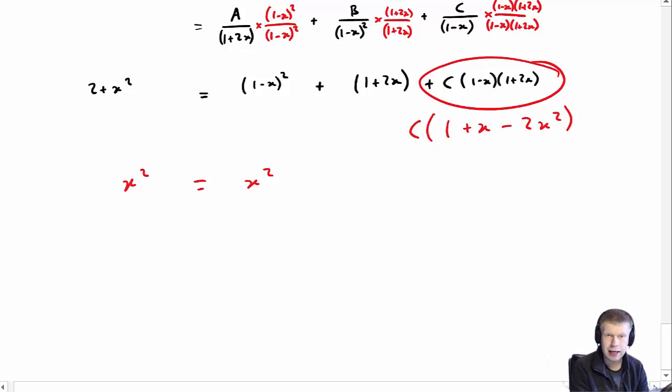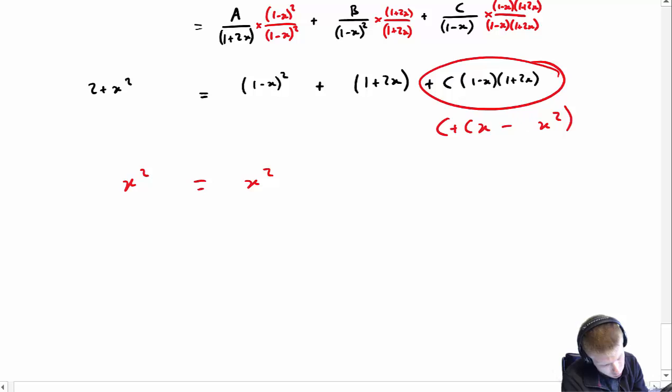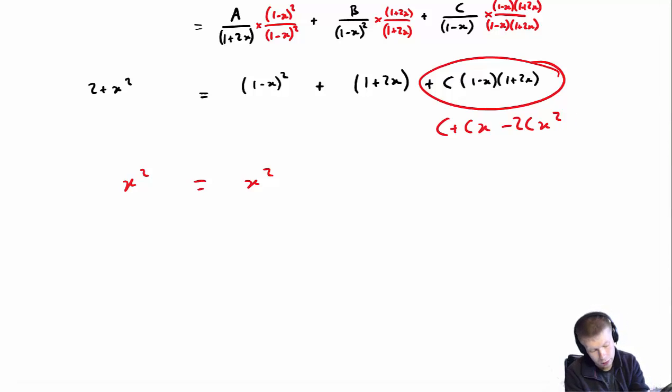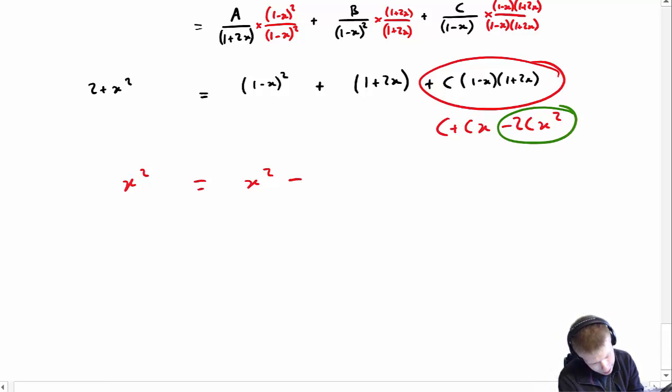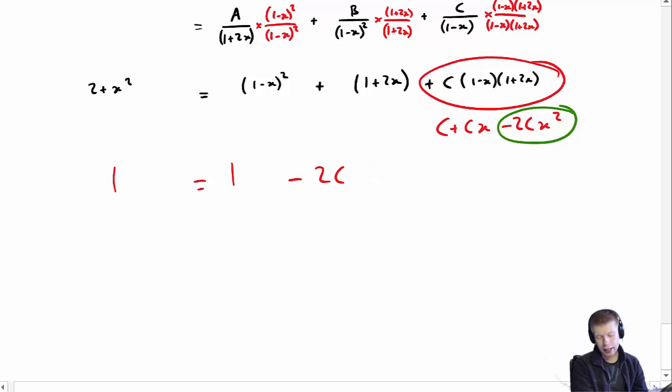Remember, I'm only interested in the x squared term, so let's multiply through by c first of all. There's c there, another c there, and a 2c there. I'm only interested in that term, so I've got negative 2c x squared on that side. Let's put 1 in front of the x squareds, and then we can get rid of them to make it a little more tidy. So I've got 1 is equal to 1 minus 2c.